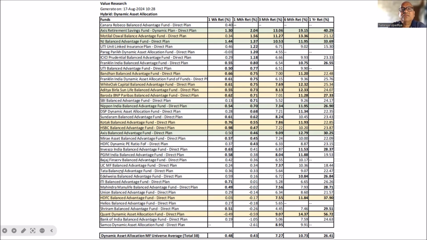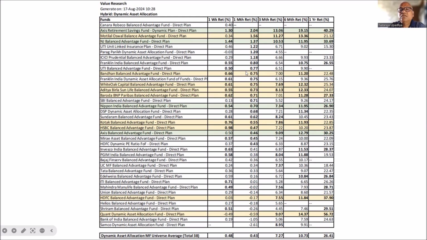So let us look at the green ones here. Axis Retirement Savings Fund Dynamic Plan 40.29% for the year. NU Balanced Advantage Fund 33.69%. Nippon India Balanced Advantage Fund 26.90. Axis Balanced Advantage Fund 30.25. And the overall average is 26.41, which is better than balanced fund but below the aggressive funds.